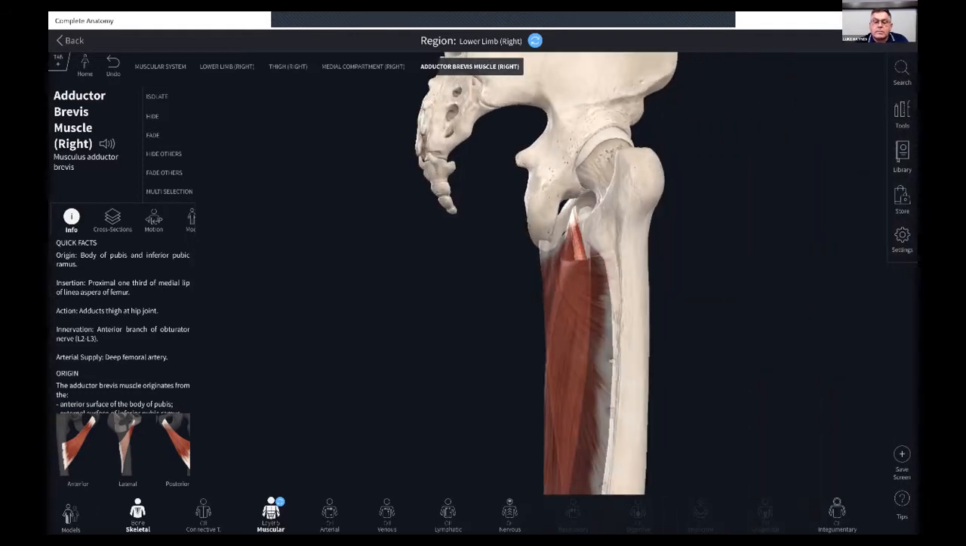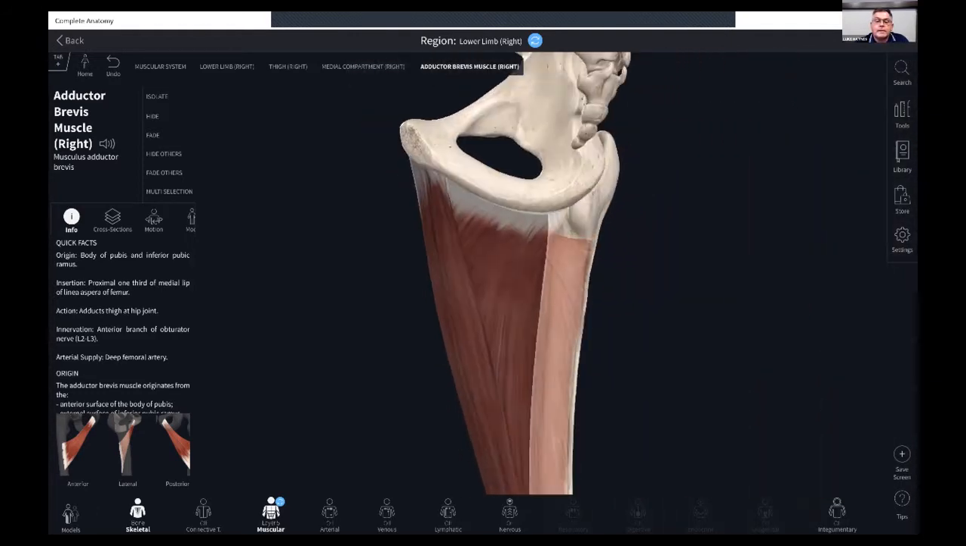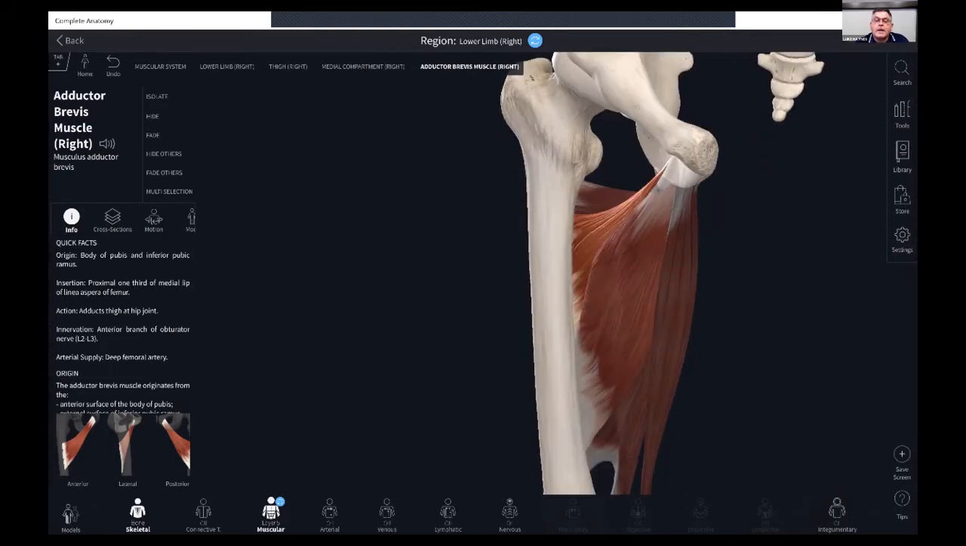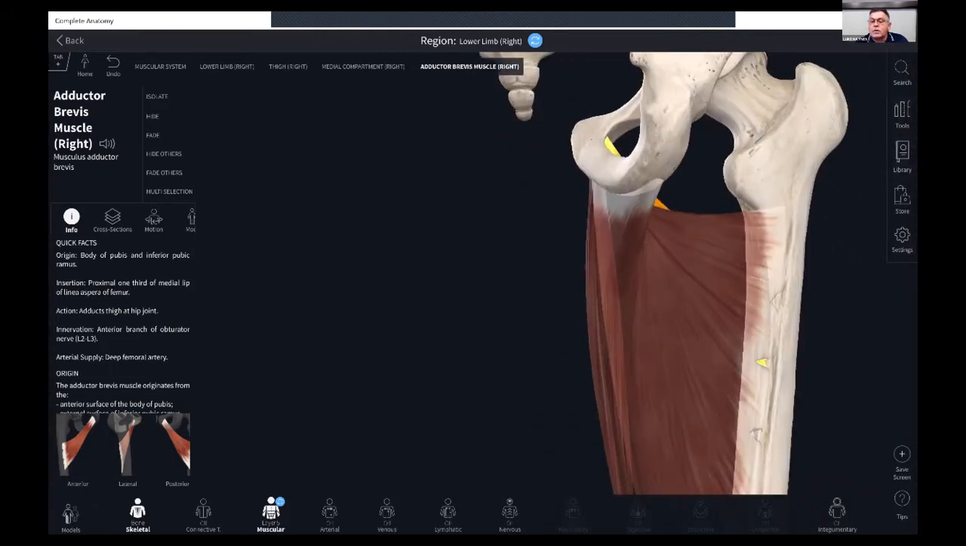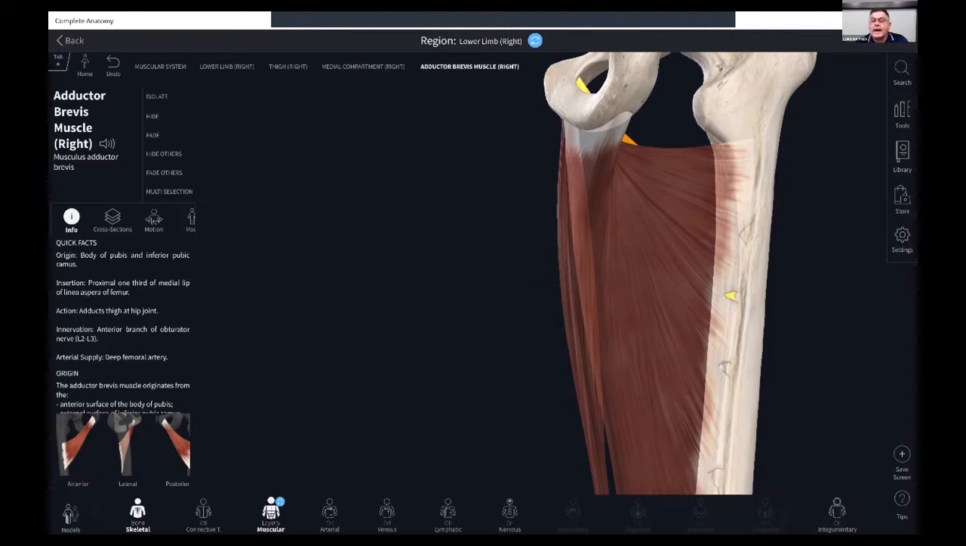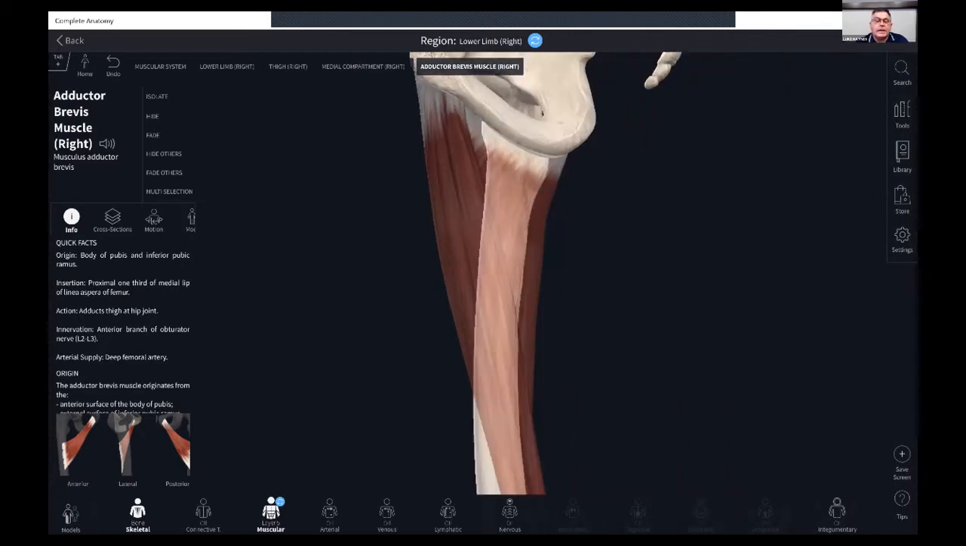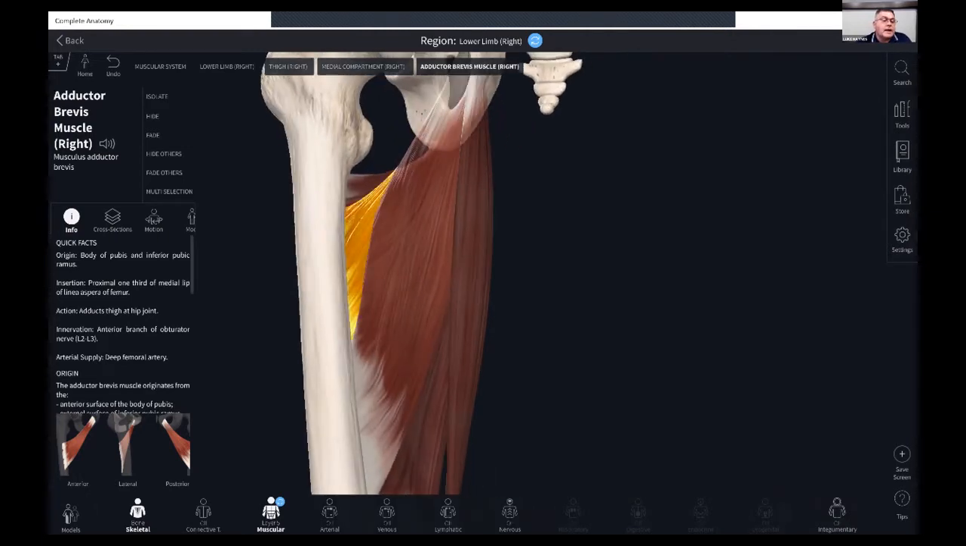So if we take another posterior view, they're really making me work for that. It's overlaid with adductor magnus here. It's a little harder to see, but again, it sits almost on a posterior aspect, and so its action is adducting the thigh at the hip joint. Again, one could almost be forgiven for considering that it also has an external rotation motion to it. It's innervated by the anterior branch of the obturator nerve.